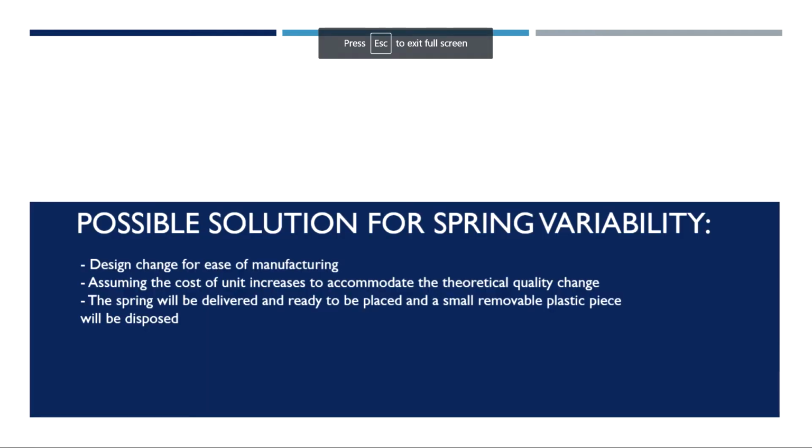Possible solutions for spring variability include a design change for easing the manufacturing process, assuming the cost of each unit increases to accommodate for each theoretical quality change, and the spring will be delivered and ready to be placed with a removable plastic piece to be easily disposed of.